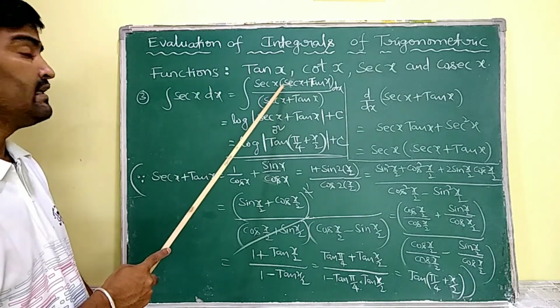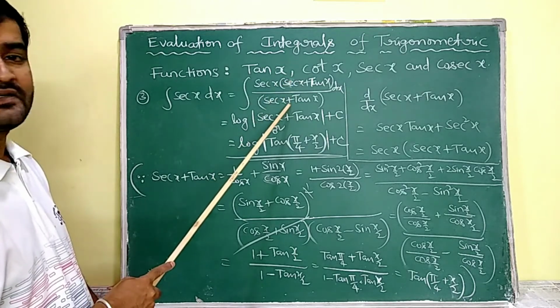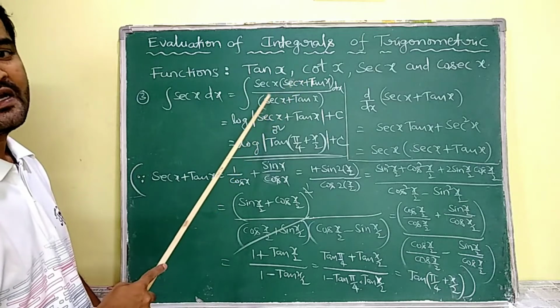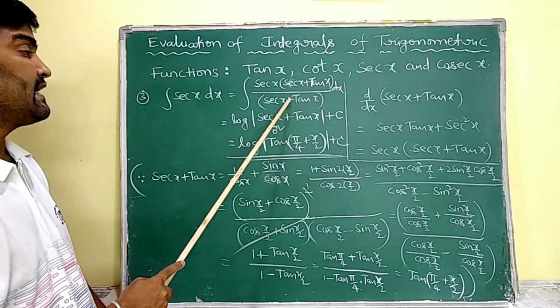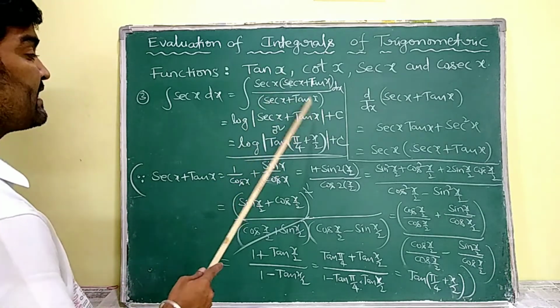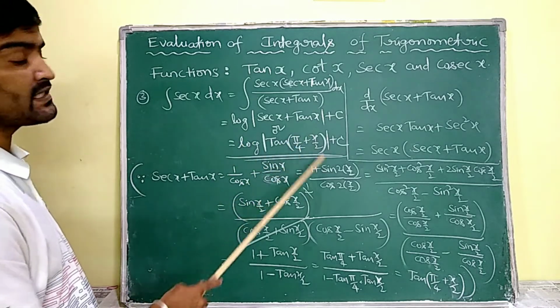So it is like derivative of secant x plus tan x by secant x plus tan x. So integral of f dash x by f of x dx is log of f of x, no? So log of secant x plus tan x. And this log of secant x plus tan x can be expressed as log of tan of pi by 4 plus x by 2.